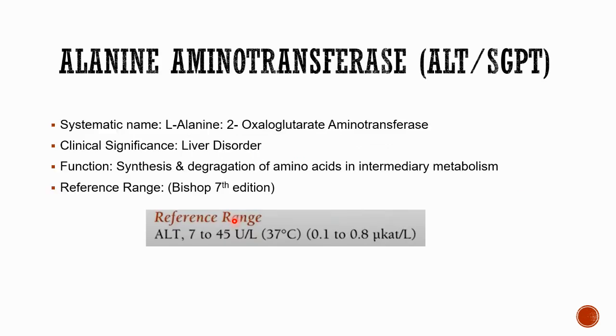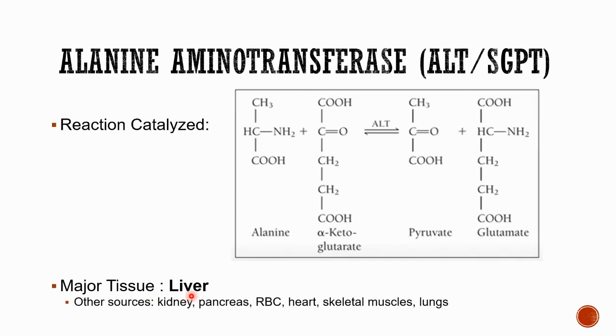So let's compare it with ALT or SGPT, alanine aminotransferase. So systematic name L-alanine, oxaloglutarate aminotransferase. Clinical significance for this one is liver disorder. So this one is much more specific for liver disorder compared with the SGOT. So ang major tissue niya is liver, although makikita rin siya sa kidney, pancreas, and RBC, heart, skeletal muscles, and lungs, but elevation ng SGPT, number one, pwede nating i-relate sa liver agad. Unlike with the SGOT, medyo malawak pa yung coverage niya.